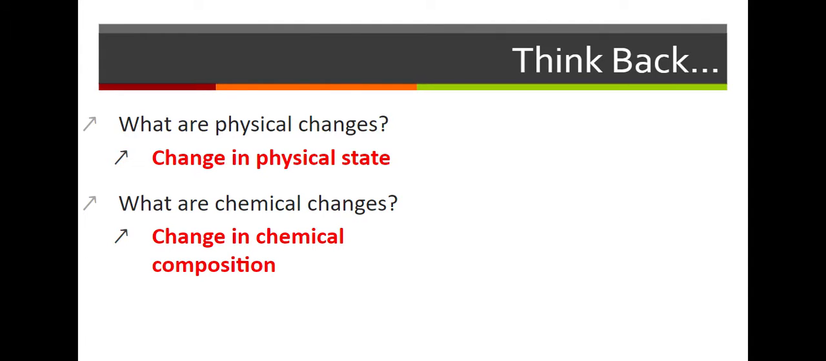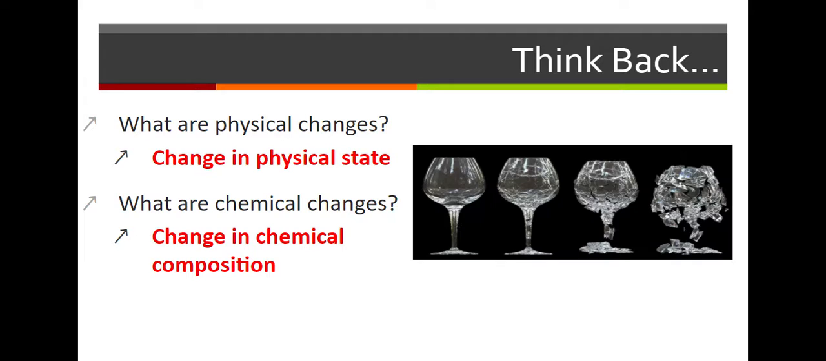So before we even get started talking about what a chemical reaction is, let's go all the way back to the beginning of our learning and remind ourselves of what physical changes are and what chemical changes are. So, physical changes we know are just changes in physical state. Chemical changes are changes in chemical composition. Okay? So, if I'm looking at this picture here of a glass shattering, is this a physical change or a chemical change?